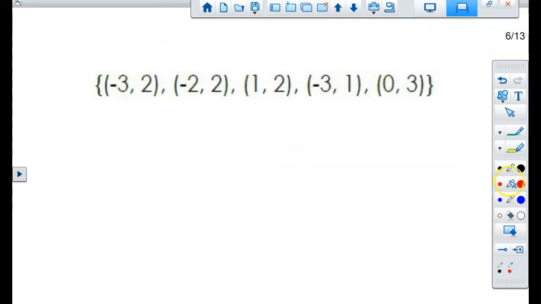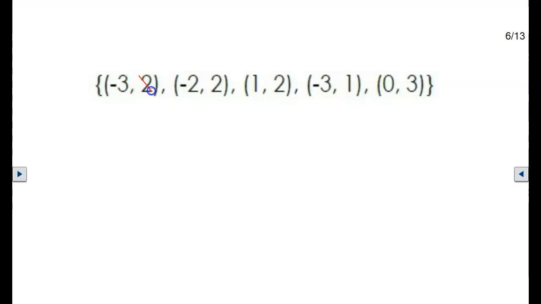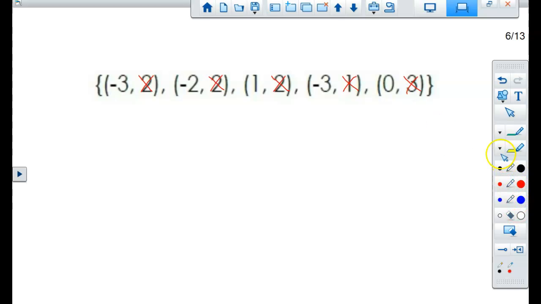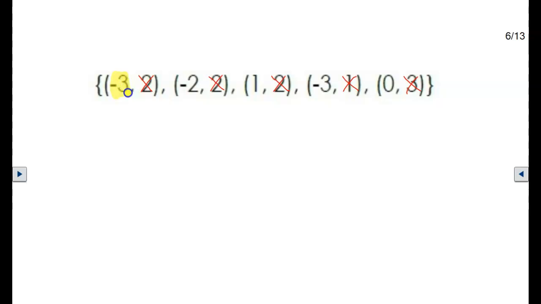All right, here's another set of ordered pairs. Is this a function? First of all, I don't care about the y values. I don't want to look at those at all. They don't matter to me. What matters are the x's, which are the first numbers. So I have negative 3 for an x. I have negative 2 for an x. I have positive 1 for an x. I have negative 3 for an x, and I have 0 for an x.